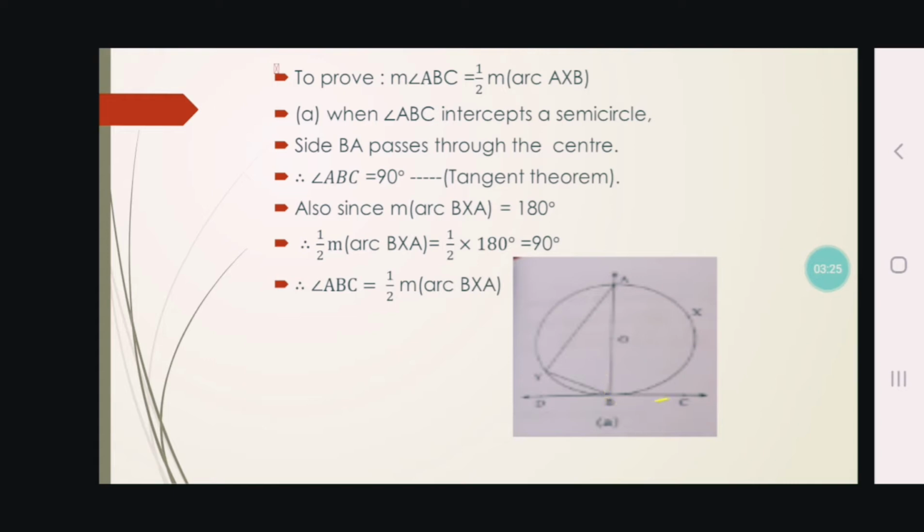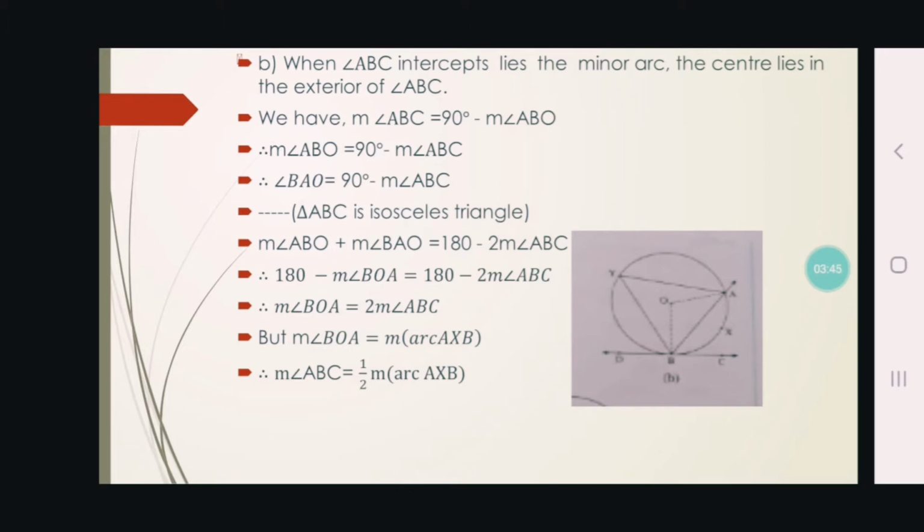Measure of this angle, that is angle ABC, is 90 degrees, and measure of this arc is 180 degrees. Now 90 is half of 180. From this we conclude that measure angle ABC is half measure arc BXA. Next, now here the angle so forming is an acute angle. The center of the circle lies outside the angle. Now here we have to prove that measure angle ABC is half measure arc BXA.